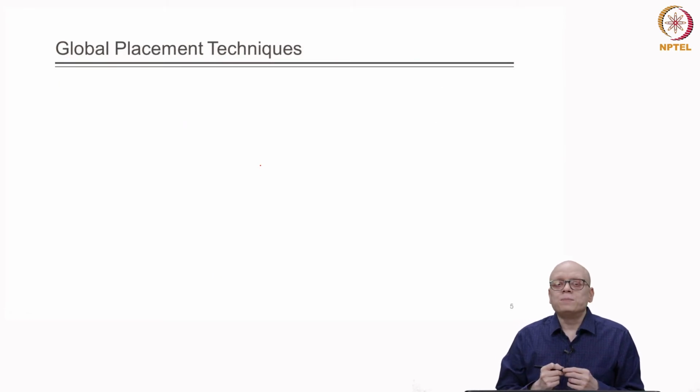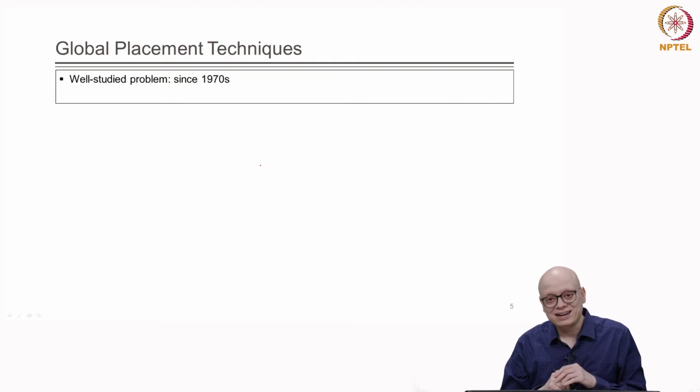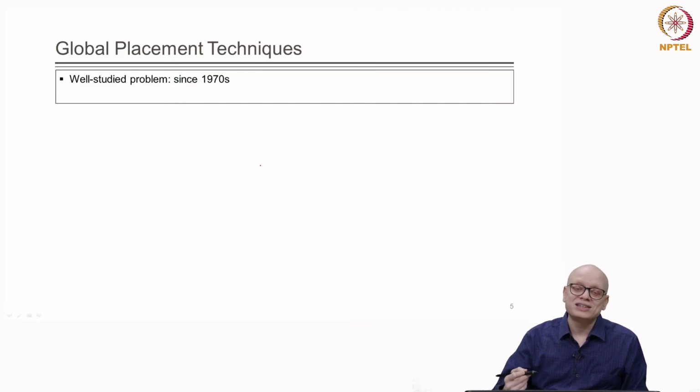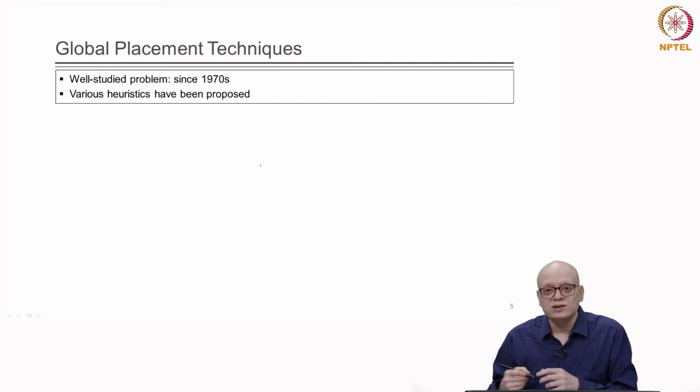Now, how do we do the placement? What is the technique of doing global placement? The placement problem has been studied for a long time, maybe since the 1970s. It is known to be a difficult problem, an NP complete problem, and therefore a lot of heuristics have been developed over the last 50 years or so. These heuristics work well in some designs and may not work very well in other kinds of designs.